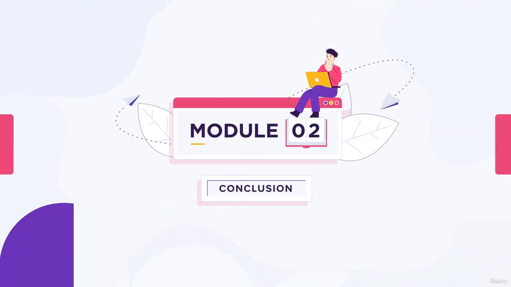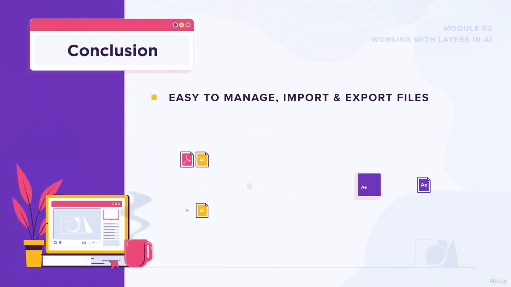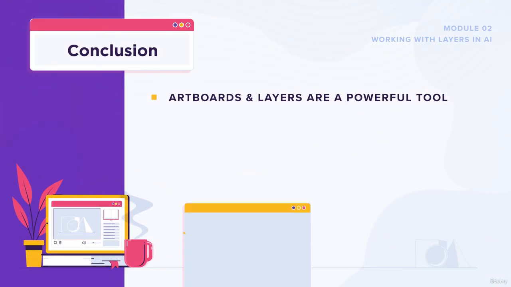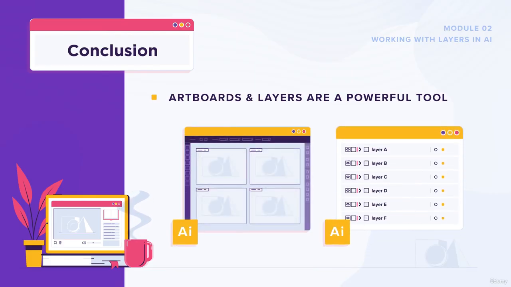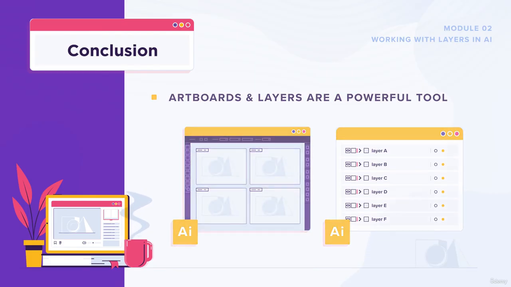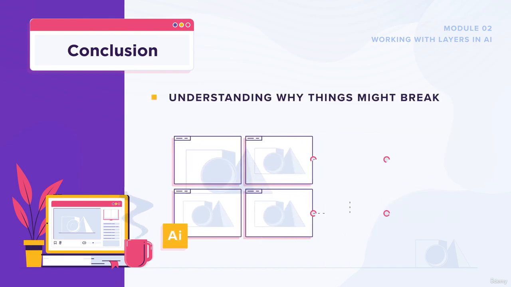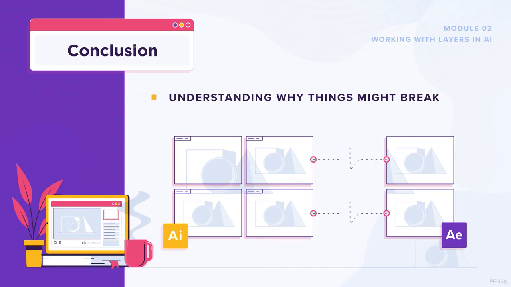Conclusion. Working with layers makes it easier to manage, import, and export our files for After Effects. This knowledge can be connected with the use of artboards to maximize its effectiveness. But we still need to consider many of the conditions that come with using both Illustrator and After Effects, as there are certain functionalities that might not work as we expect them to, and that might throw a spanner into the works if we're not aware of them.